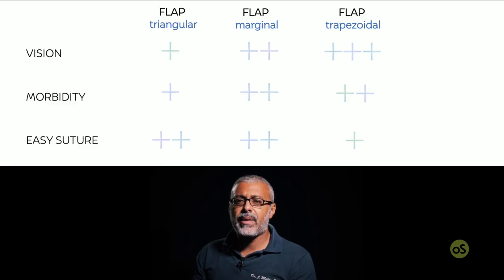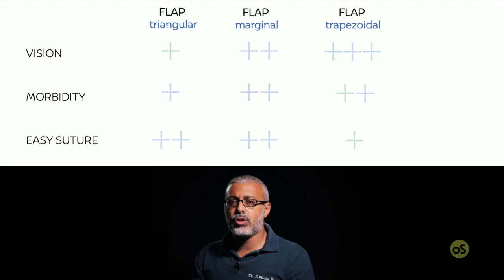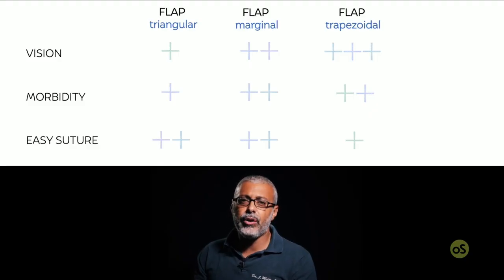So if we have to look at the advantages and drawbacks of these techniques, we have that the triangular flap gives us a smaller vision of the area, the marginal flap gives us a major vision of the area, whereas the trapezoidal flap gives us the major vision, and this maybe is indicated for surgeons and dentists which have a little bit less experience. Obviously, the wider we do the flap, the major issues we can have at the end of the surgery regarding trismus and swelling of our patient.